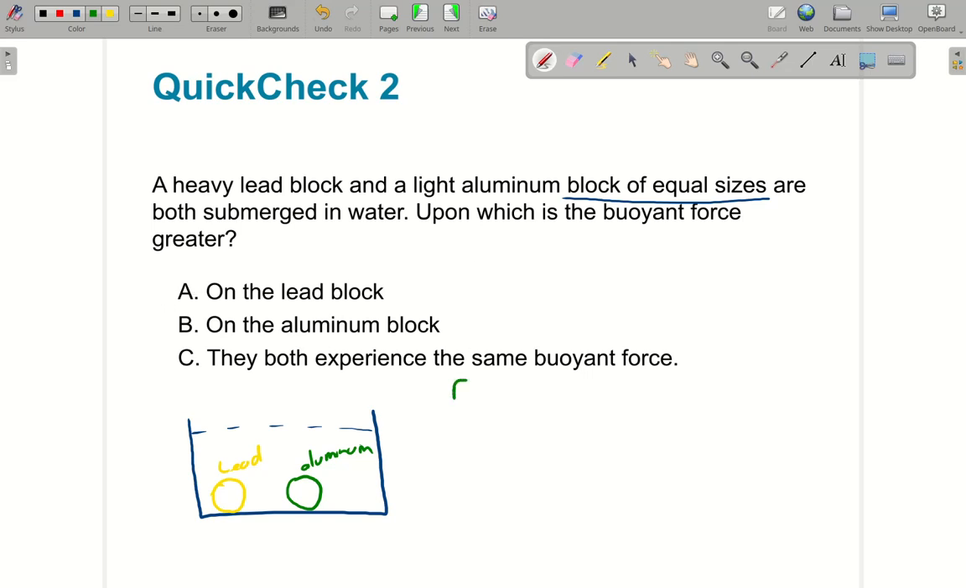So buoyant force will be equal to density of the fluid, times the volume of the displaced fluid, which I'm going to call V displaced to describe it better, times g. That's the weight of the displaced fluid.